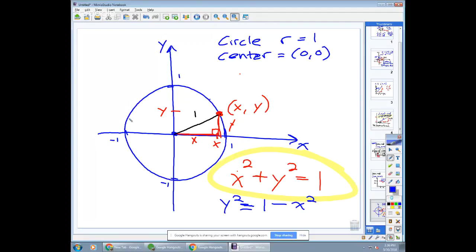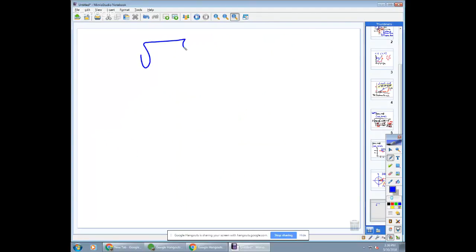Take the square root. Now that's a little bit tricky, and I'm asking you to think way back to algebra class. So this is where I'm at now. The square root of y squared equals the square root of 1 minus x squared. There's a slight catch to rewriting that one more time. Remember what it is?